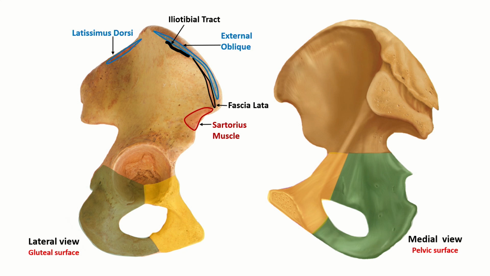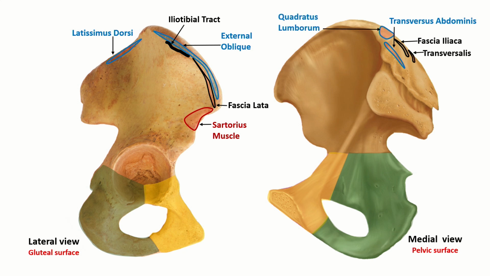Now coming to the inner lip of the iliac crest, which has almost 5 attachments that you have to remember. First of all, the origin of the transversus abdominis in the anterior two-third. Secondly, the attachment of fascia iliaca and transversalis. Thirdly, the origin of quadratus lumborum in the posterior one-third. Let me tell you, this particular muscle gets its name due to the almost square shape that it possesses. Finally, we have the attachment of thoracolumbar fascia.